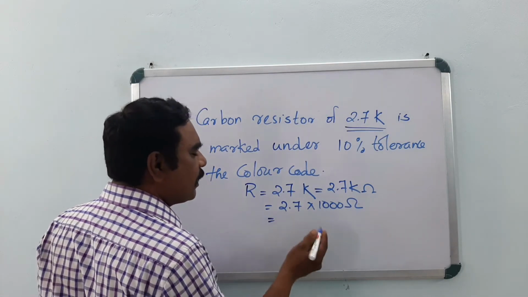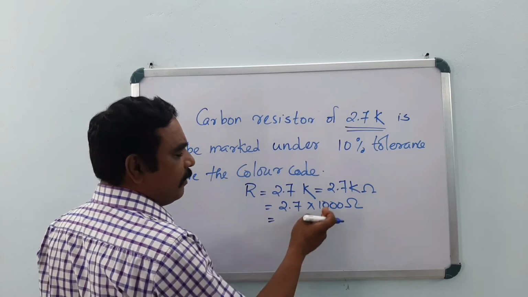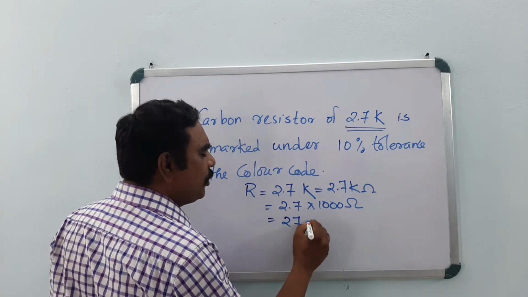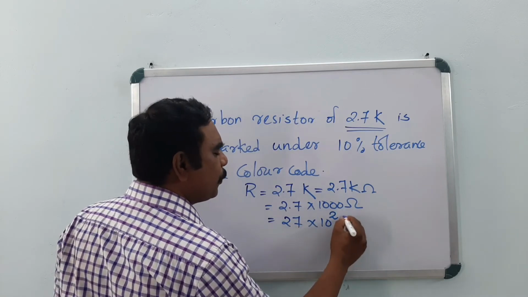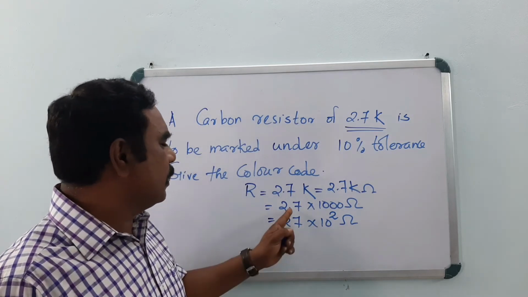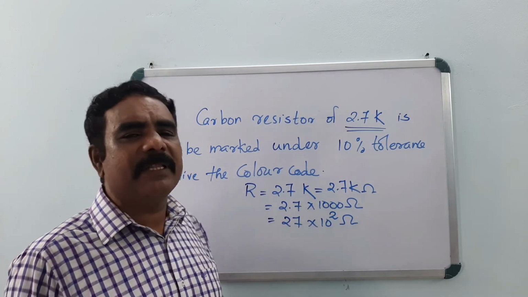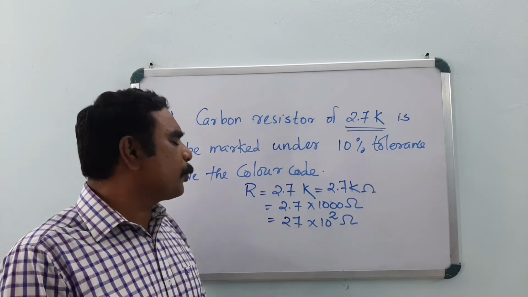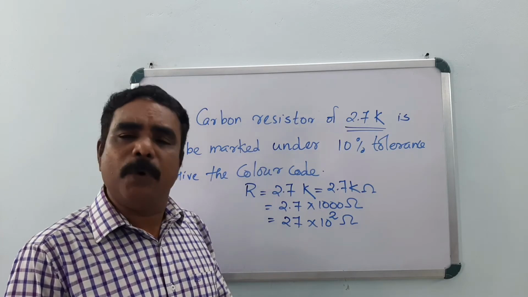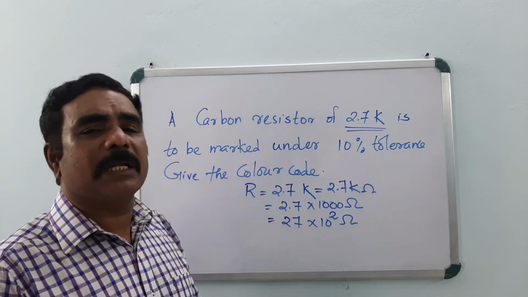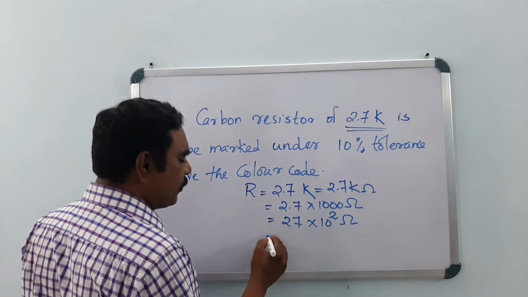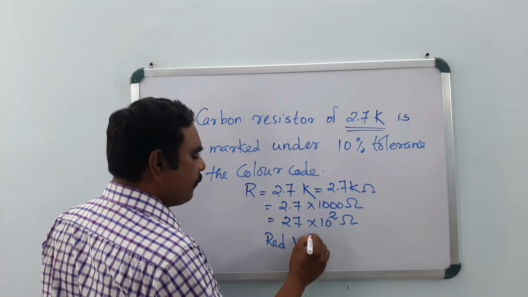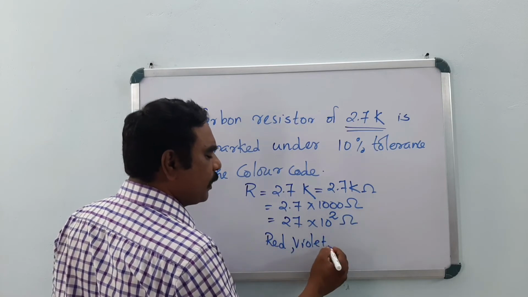It will be, remove the decimal. When we cancel decimal, 1 0 will vanish. The remaining is 27 into 10 raised to 2 ohm. Eliminated the decimal by multiplying with 10. Now the resistance left behind is 27 into 10 raised to 2 ohm. From color code values, we know 2 is red, 7 is violet, again 2 is red.